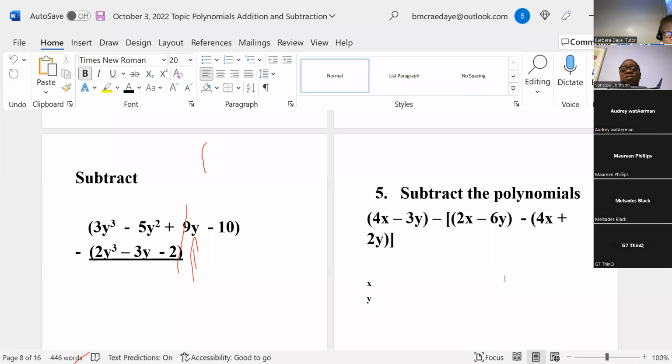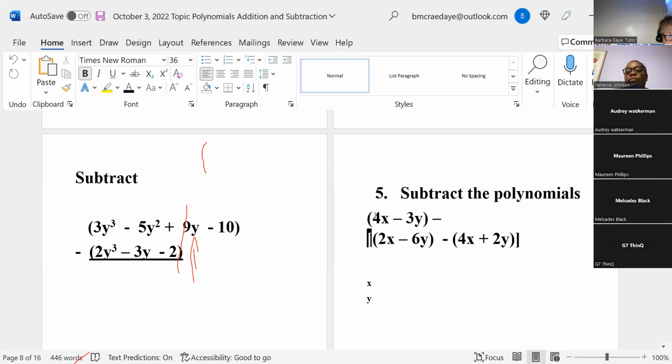Now remember, when you have brackets and parentheses, what do you do first? Parentheses. Very good, Mercedes. You do the parentheses first, then you do the bracket. Let me put this all on the next line so it's clearer. So what you have is, in parentheses, 4x minus 3y, minus, in brackets, parentheses 2x minus 6y, minus, in parentheses, 4x plus 2y.